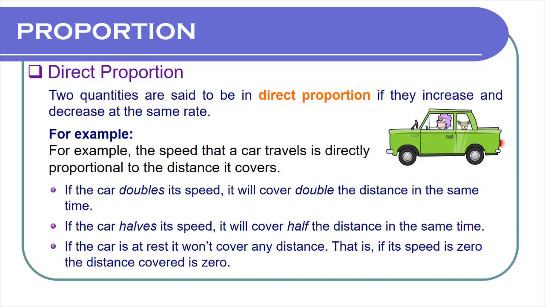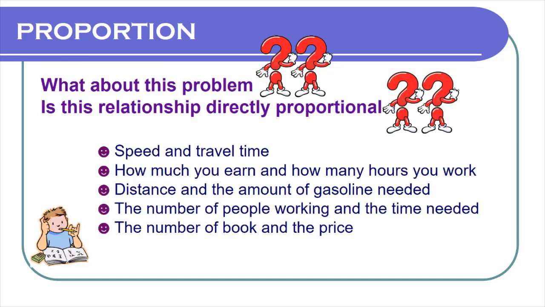What about this problem? Let's think about this problem. There are 5. Please think about which problem is directly proportional. Speed and travel time, or how much you earn and how many hours you work, or the distance and the amount of gasoline needed, or the number of people working and the time needed, or the last, the number of books and the price. Let's think about it so that you will understand which one is directly proportional.